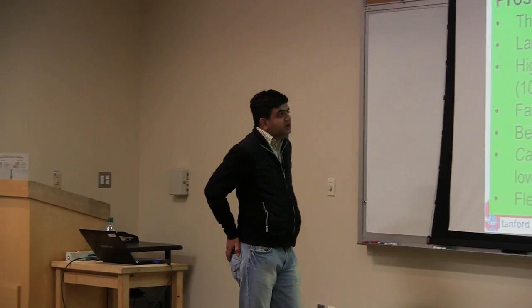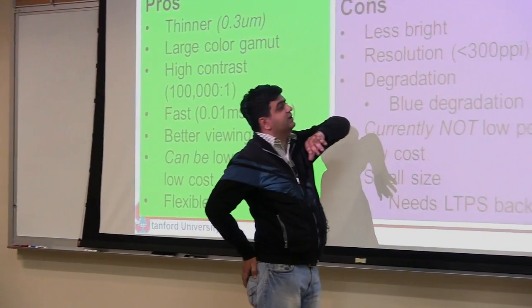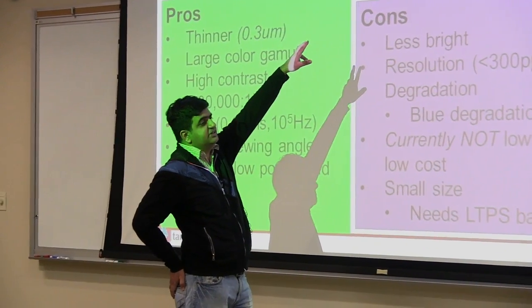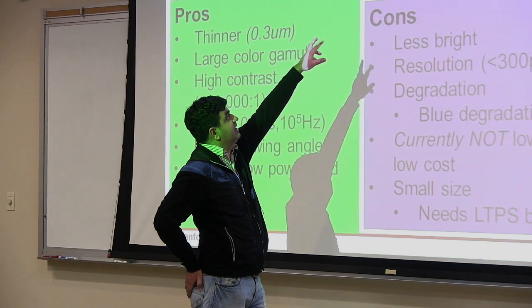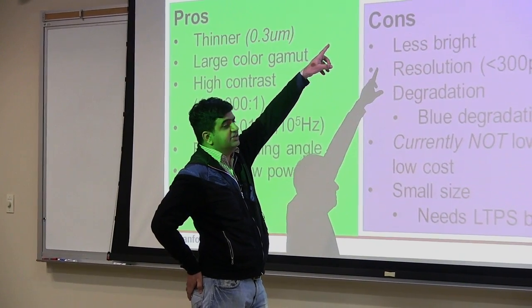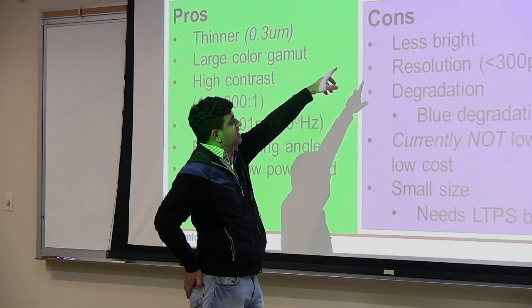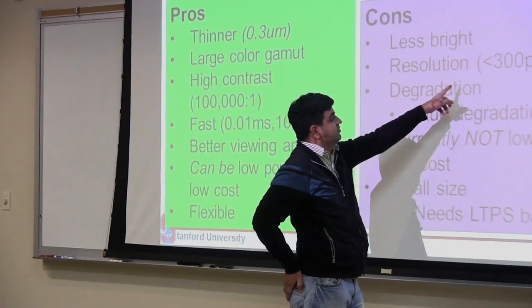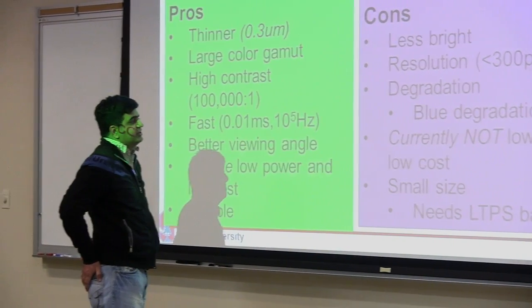But it comes with a lot of disadvantages. It's less bright, and a lot of it is currently limited by the efficiency of these OLEDs. The red and the green OLEDs operate at an efficiency of 20%. The blue one operates at an efficiency of only 4%. And that limits your overall brightness. Your resolution, as we'll talk about, is again a technological limitation, not a fundamental limitation. It's right now limited to 300 pixels per inch.